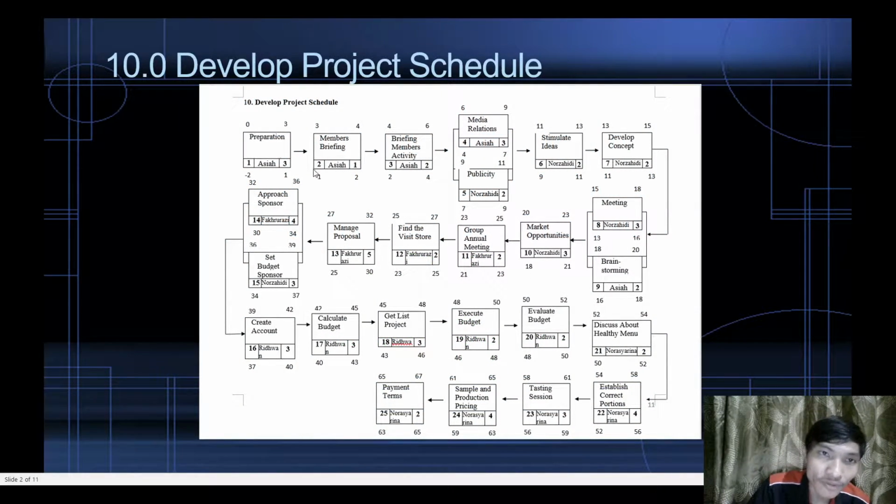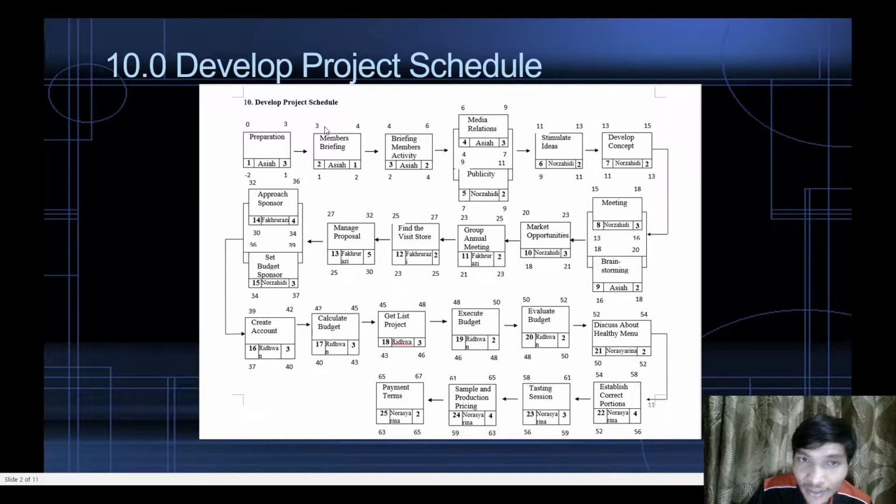For the develop project schedule, the first activity is preparation, and the person in charge of the activity is Asia. The first activity takes 3 days to complete. To calculate the develop project schedule, it starts with 0 days plus 3 days to finish the activity, and we get 3 days.